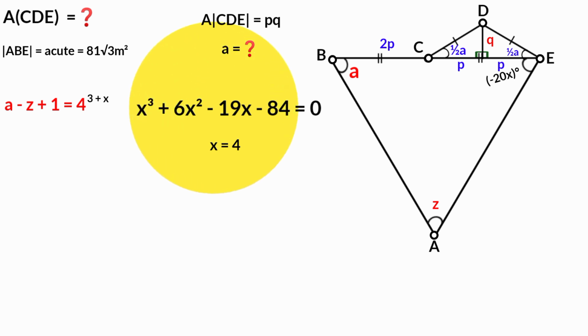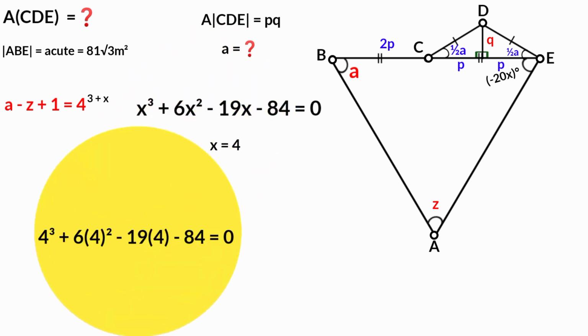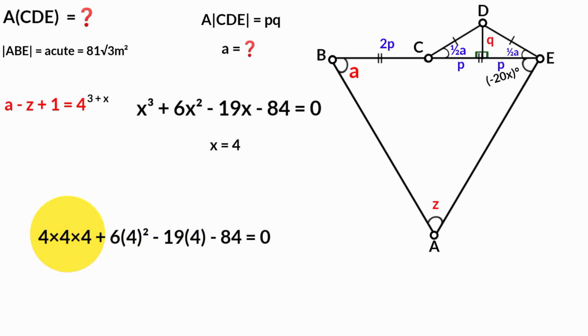Substitute here, 4 raised to the power 3 plus 6 open bracket 4 raised to the power 2 minus 19 open bracket 4 minus 84 equal to 0. 4 cubed is 4 times 4 times 4. 4 times 4 is 16. And 16 times 4 is 64.